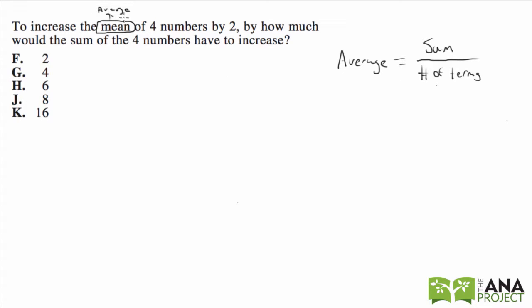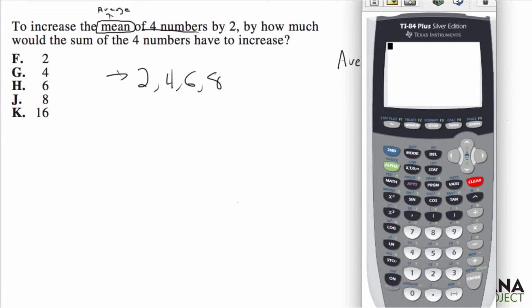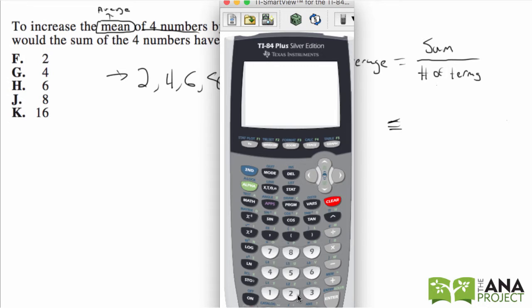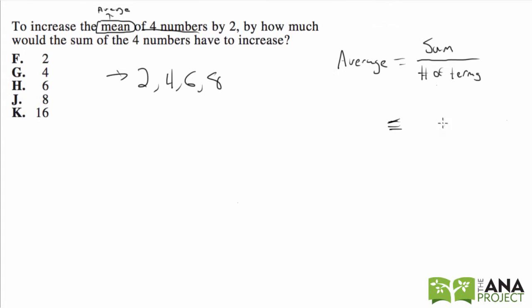So to increase the average of four numbers, well, let's just pick four numbers. Let's say 2 plus 4 plus 6 plus 8. So here's our four numbers, 2, 4, 6, and 8. So if we take the sum of 2, 4, 6, and 8, we get 20. And please don't do this in your head. You're allowed to use a calculator on the ACT. So any arithmetic, you can just use your calculator. 2 plus 4 plus 6 plus 8 is 20.